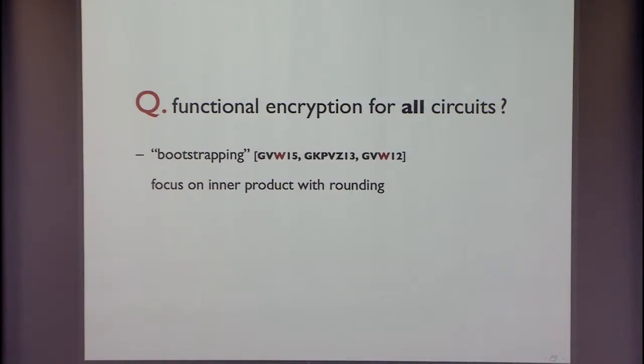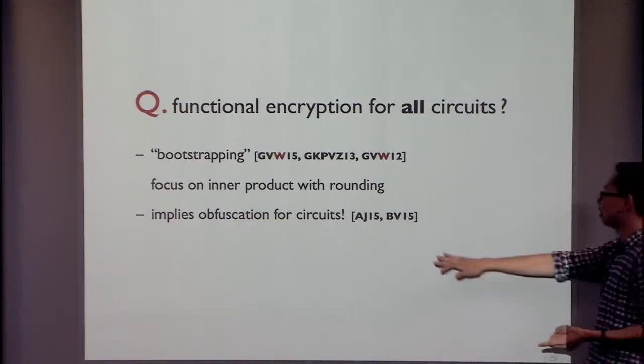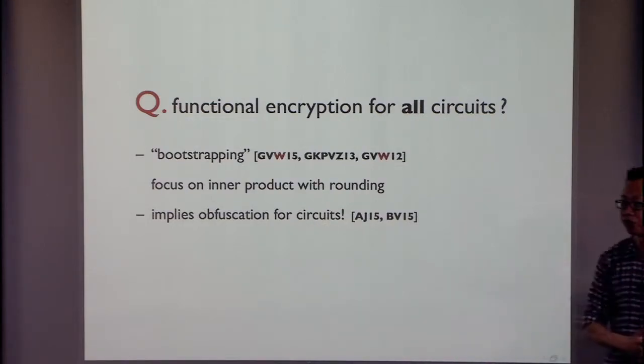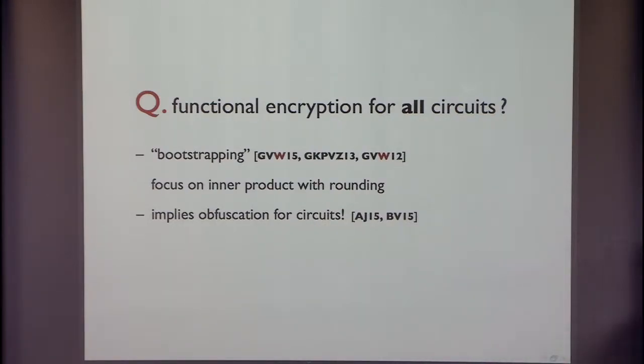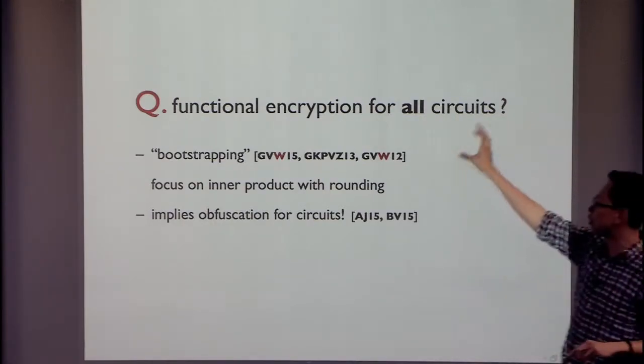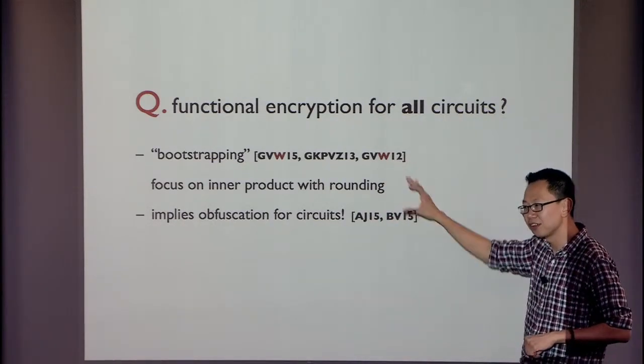Moreover, the construction has the property that your ciphertext is very short, so it satisfies this compactness requirement, and via recent works this will in fact also give you obfuscation for circuits. So really what we show is that it's sufficient to just build functional encryption for a very, very simple function.